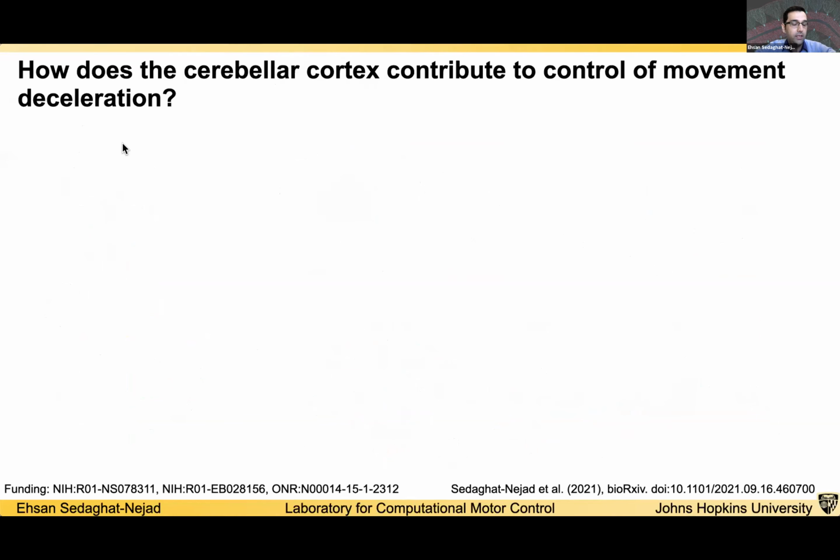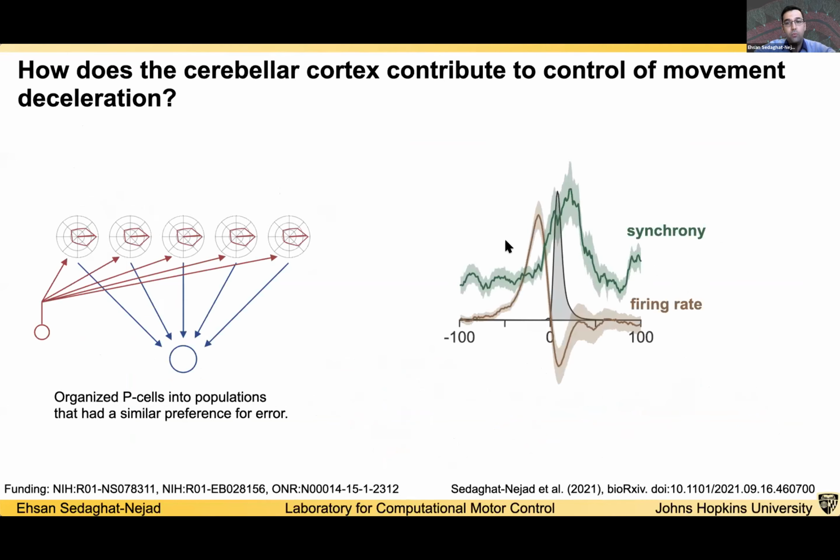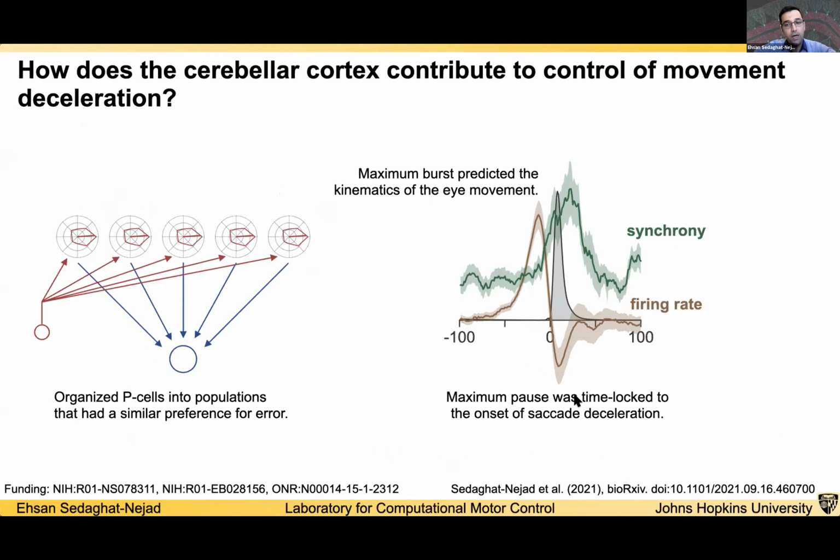Okay, so this is my last slide. I started with this question of how does the cerebral cortex contribute to control of movement deceleration? We recorded from 149 P cells, and we organized P cells into populations that had a similar preference for error. And when we did that, what we saw is that as a population, simple spike activity, the maximum burst predicted the kinematics of the eye movement. The maximum pause was time locked to the onset of the saccade deceleration. And regarding synchrony, there was a temporal alignment of spikes and that coincided with the movement deceleration.